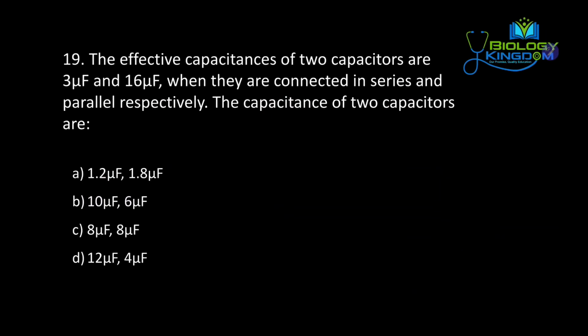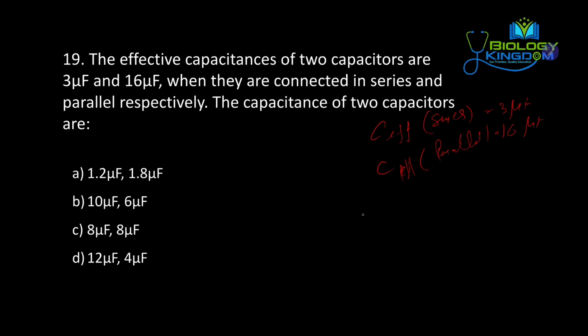So option A is the right answer. Now we'll move further. The effective capacitance of two parallel plate capacitors is 3 microfarad and 16 microfarad when they are connected in series and parallel respectively. We are given the effective capacitance: for the series case it is 3 microfarad, and for the parallel case it is 16 microfarad. Now we have to solve this question.